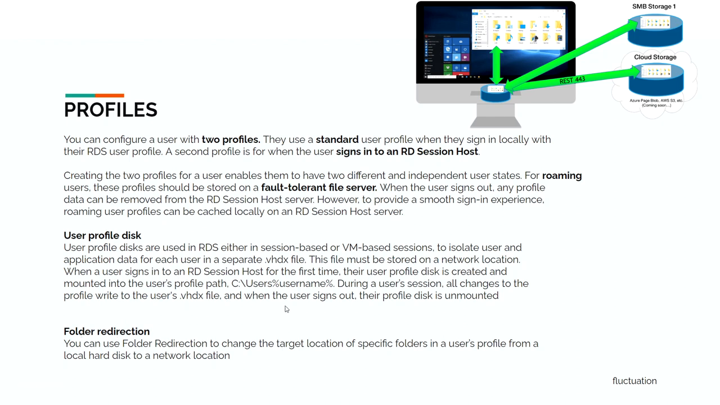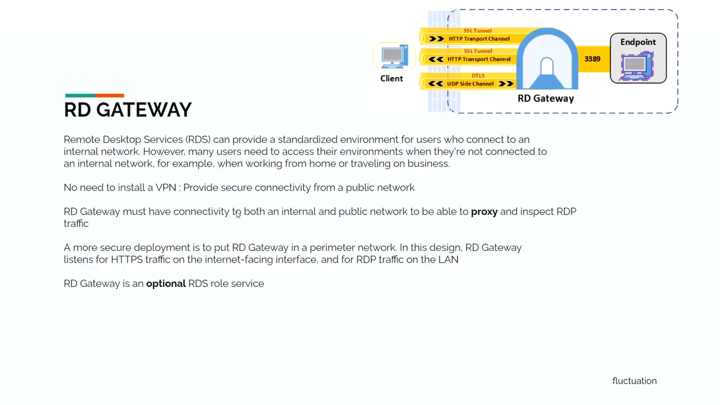Folder redirection changes the target location for a specific folder, like the Documents folder in a user profile, from a local address to a network location. So when you save something in the Documents folder, it will be saved in real time on the server. Cool. And let's talk about the last one, the RD Gateway.